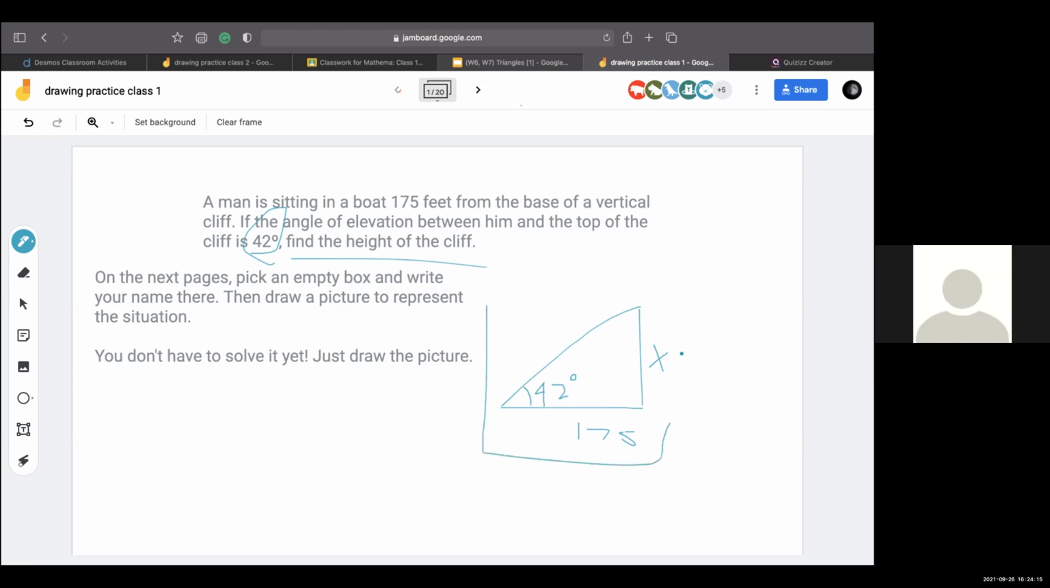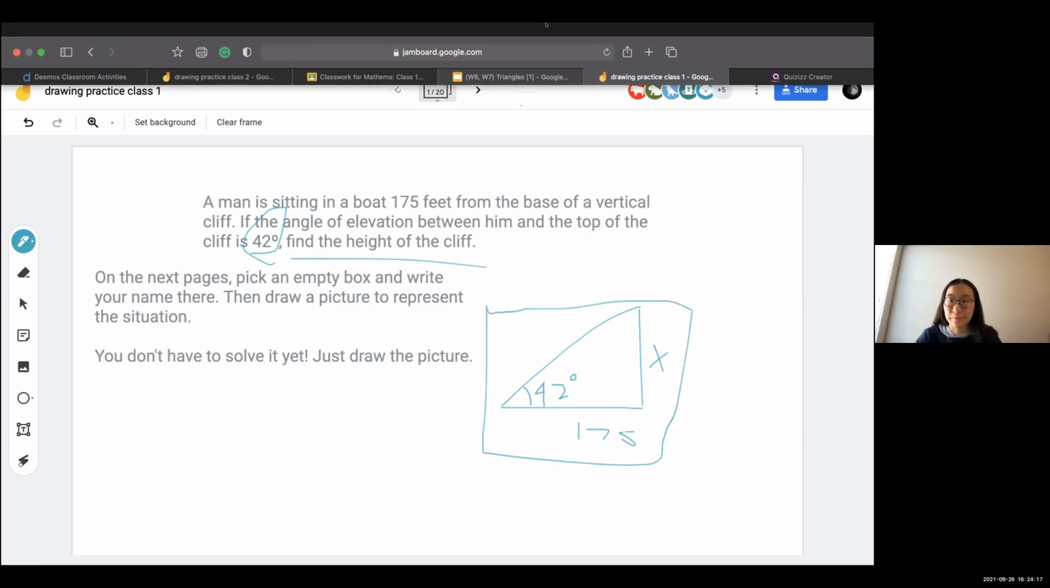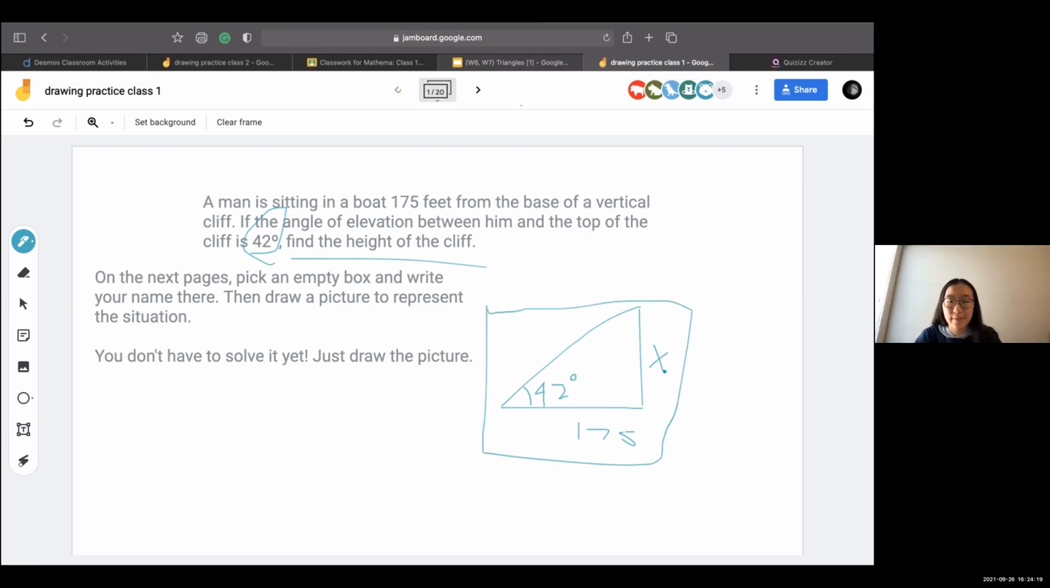All right, so we're going to go over solving this problem really quickly. You're trying to find the height of the cliff, and you know the adjacent side and the opposite side to your reference angle, which is 42 degrees. So with that information, what trigonometric function should you use for this problem? Sine, cosine, or tangent? Type your answer in the chat.